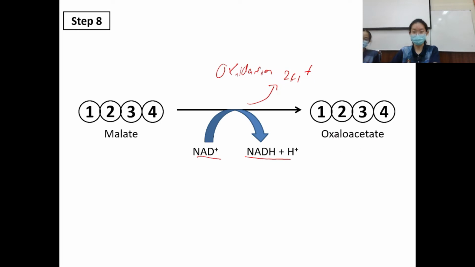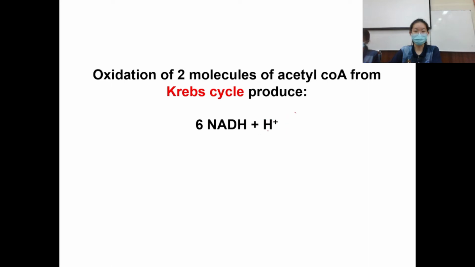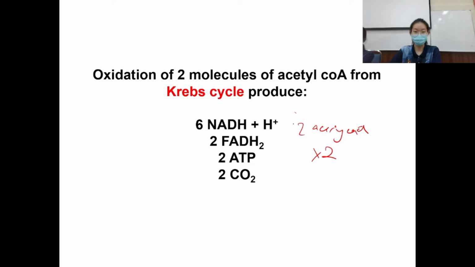After producing the oxaloacetate, it is then used again by the acetyl-CoA, and then we go to the next Krebs cycle. So the process goes around. Okay. In conclusion, oxaloacetate is regenerated and binds with the acetyl-CoA, so the cycle is continuous and repeated. In conclusion, the Krebs cycle produces 6 NADH, 2 FADH2, 2 ATP, 2 CO2. Okay, just now because we got 2 acetyl-CoA, so the products produced just now must be multiplied by 2. So we produce 6 NADH, 2 FADH2, 2 ATP, and 4 CO2.